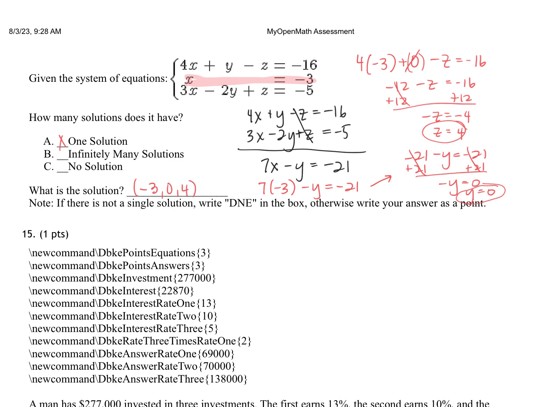Now, obviously, if you get to a point where you find a contradiction or true statement, it would be infinitely many solutions or no solution, depending on the circumstance, right? So just keep that in mind.